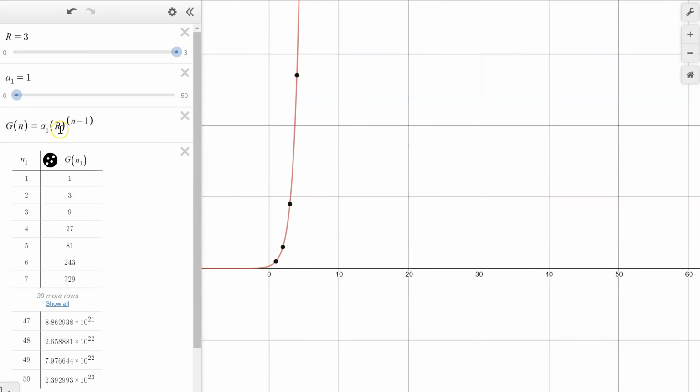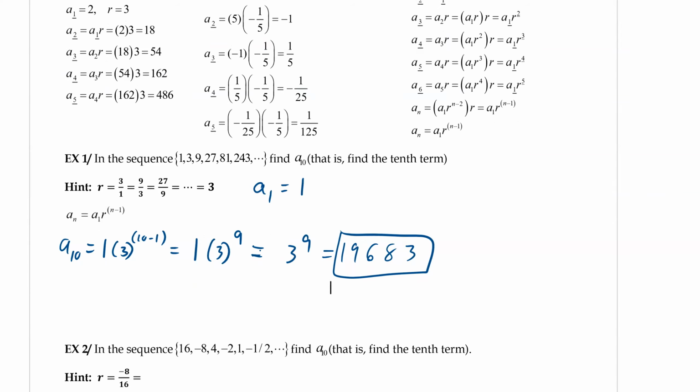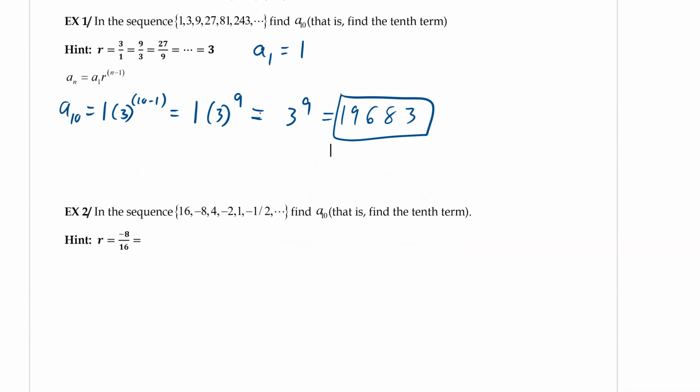There's your r and some ratio. So we will have very similar types of problems. You can see these will be used with financials when we get to applications. All right, so let's try another one.